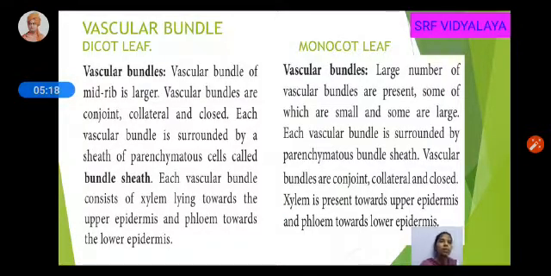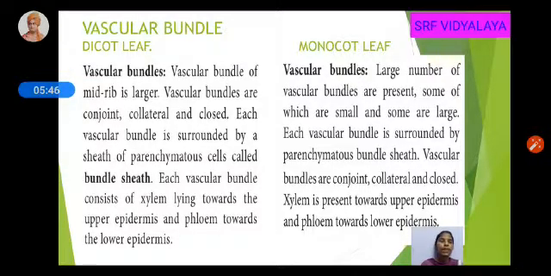Now we can go to the vascular bundle. The vascular bundle is nothing but the innermost region. It comprises xylem and phloem. The vascular bundle of a dicot leaf is in the midrib region, where it is larger. When you see a dicot leaf, you can see the midrib. In this midrib region, they are larger, and the vascular bundles are conjoined, collateral and closed.